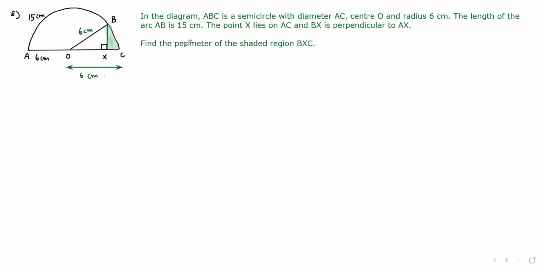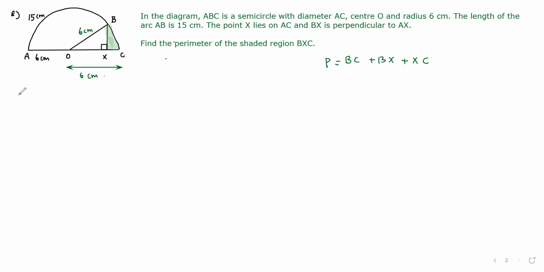The length of the arc AB is 15 centimeters. X is on AC and BX is perpendicular to AX. So you have right triangle OBX. You need to find the perimeter of the shaded region BXC. The perimeter here is given by BC plus BX plus XC. That should give you the perimeter of the shaded region.